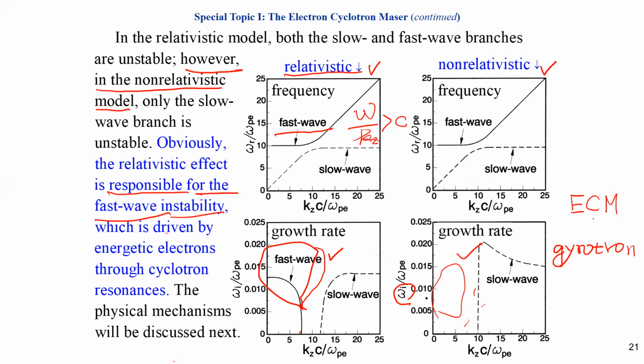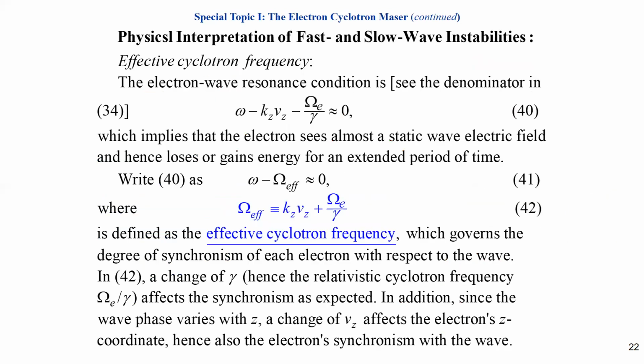Electron Cyclotron Maser 变成 gyrotrons. Okay. Here is the physical interpretation of phase and slow wave instability. We have effective cyclotron frequency. The electron wave resonance condition is here. Beam wave, actually we prefer beam wave resonance condition, which implies that the electron sees almost a static wave E field, and hence loses or gains energy for an extended period of time.